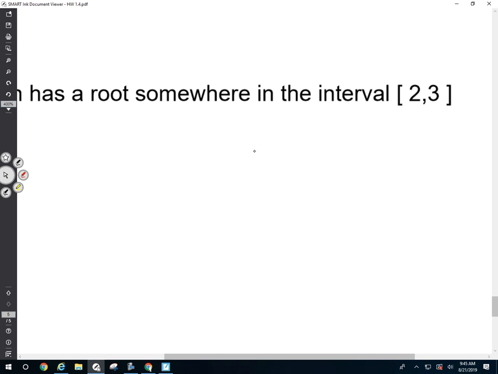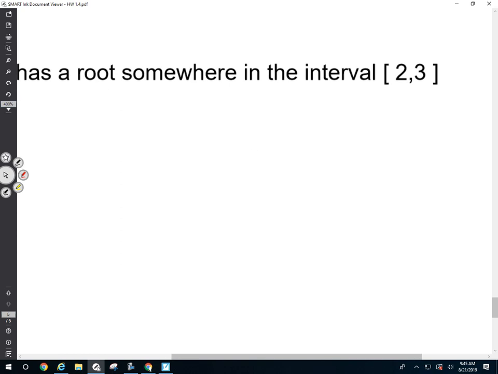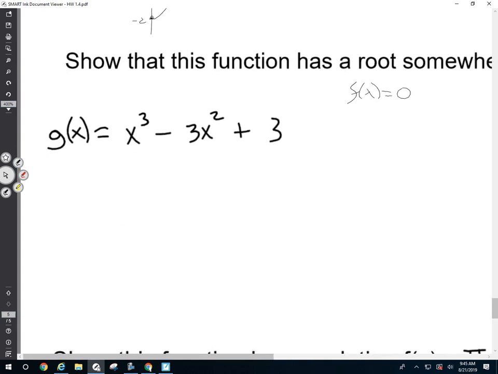Show this function has a root. You got to understand what a root is. A root is a 0. So, show that this function has a 0 somewhere between 2 and 3. We're talking about g here. So, g's got a root somewhere between 2 and 3. So, g of 2, let's see what that is.